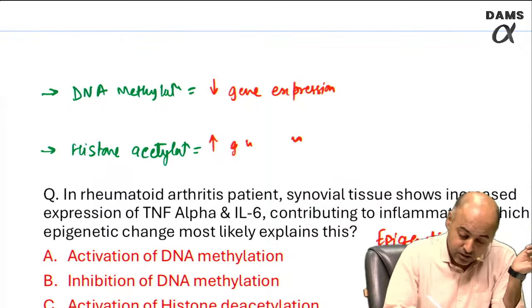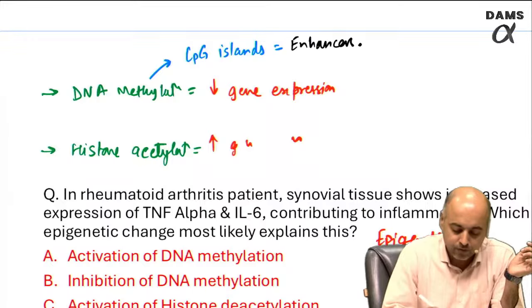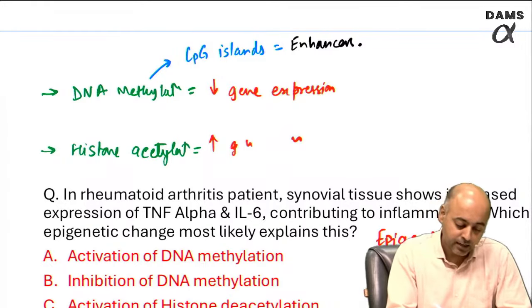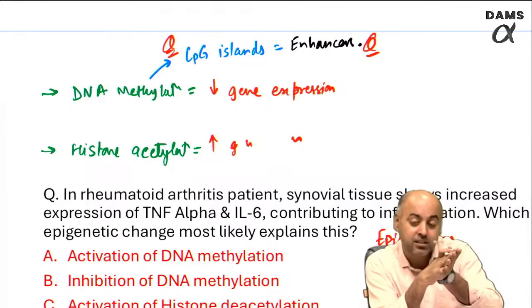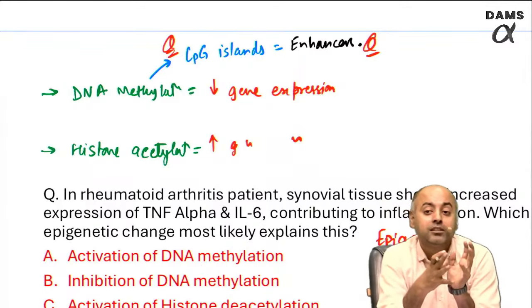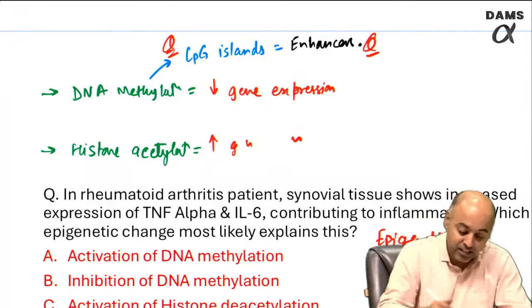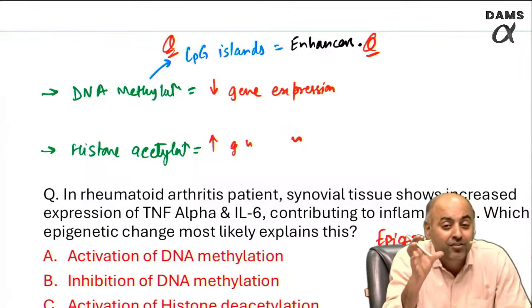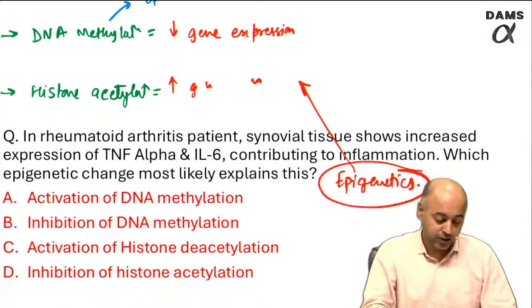Now this methylation typically happens within the CpG islands. CpG islands happen to be what are known as enhancers. So these are additional terms which you have to keep in mind, that methylation happens in CpG islands which are enhancers. So when you do the methylation, the enhancer effect is suppressed and therefore gene expression is suppressed. On the other hand, histone acetylation facilitates, you can say, uncondensation of the chromatin structure, and therefore gene expression happens faster. These two are very well documented effects of epigenetic changes.